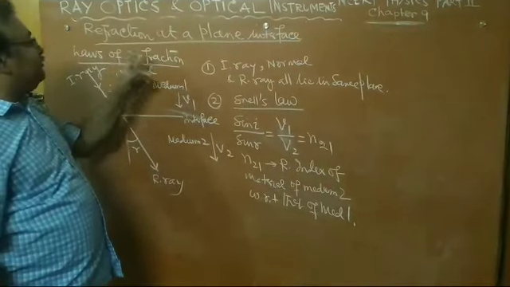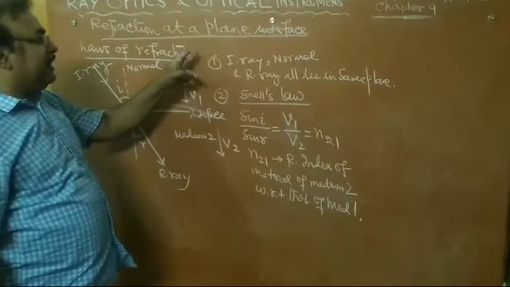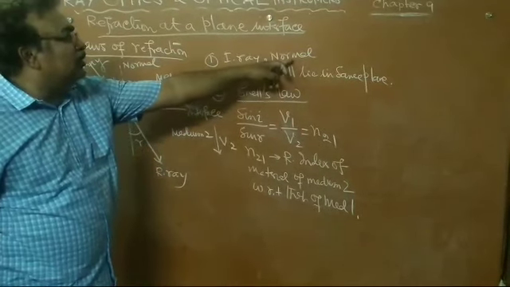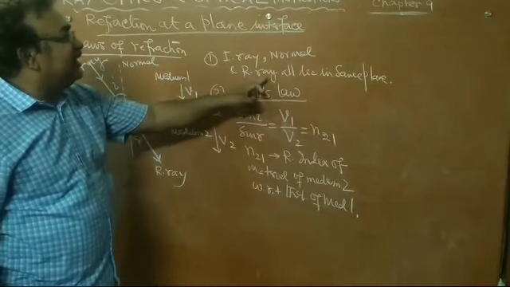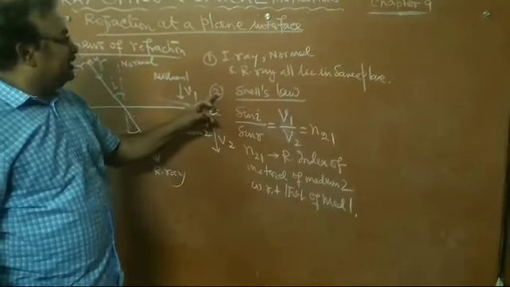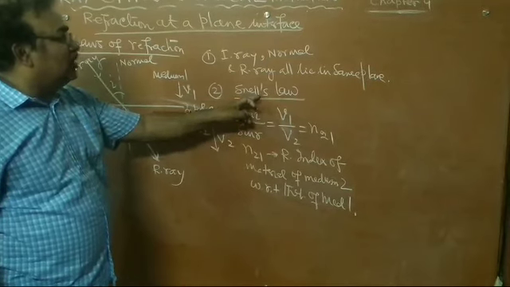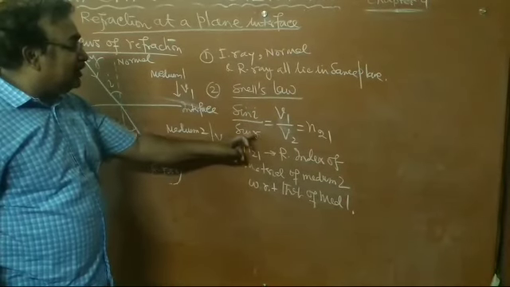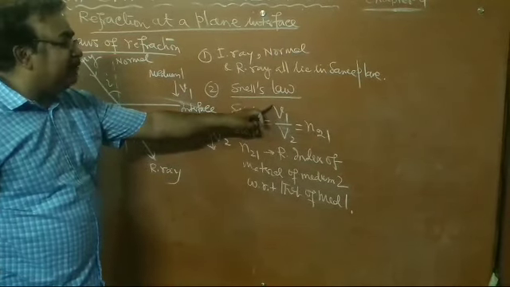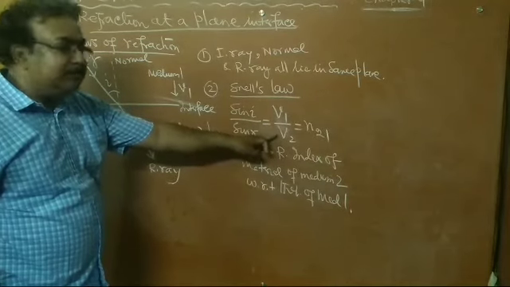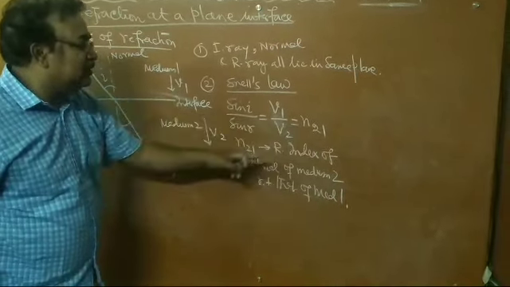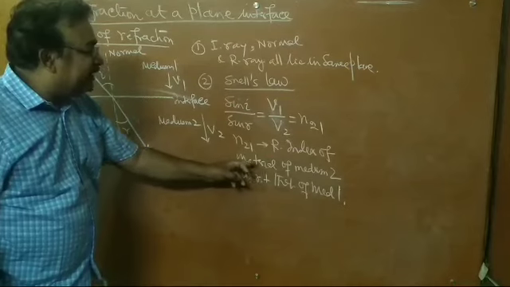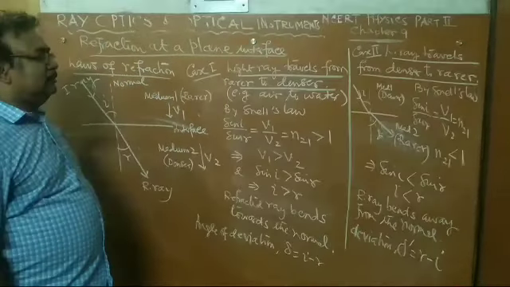Now, laws of refraction are important. There are two laws. First law: the incident ray, the normal drawn at the point of incidence, and the refracted ray all lie in the same plane. Second law is more popularly known as Snell's law, which states that the ratio of the sine of the angle of incidence to the sine of the angle of refraction is equal to the ratio of the speed of light in medium 1 to the speed of light in medium 2, is a constant for a particular pair of media, and this is called the refractive index of the material of medium 2 with respect to that of medium 1.